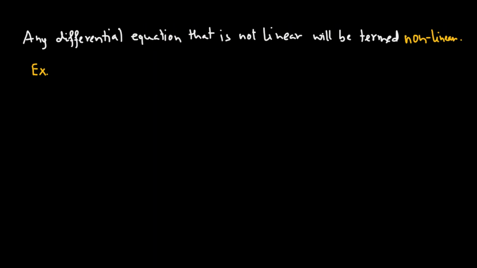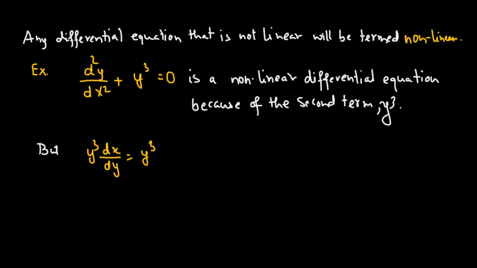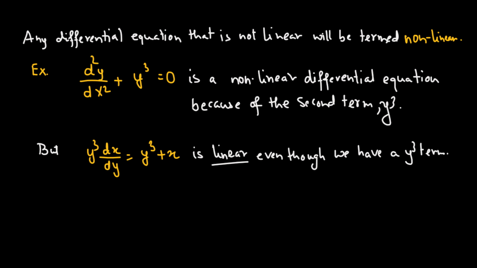For example, the second derivative of y with respect to x plus y cubed equals 0 is a non-linear differential equation because of the second term, y cubed. But y cubed times dx/dy equals y cubed plus x is linear, even though we have a y cubed term.